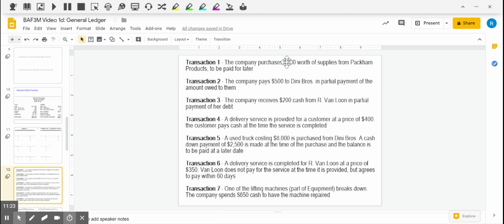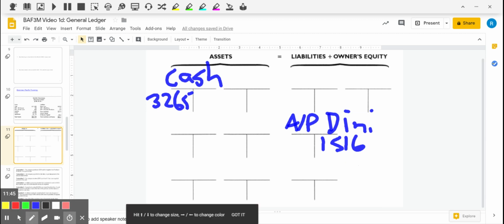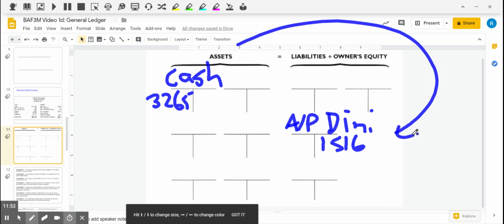Transaction number one: the company purchases $200 worth of supplies from Pacman Products to be paid for later. Let's actually go with one that has Dini. Let's go transaction number two, because these are the two I just posted. The company pays $500 to Dini Bros in partial payment of the amount owed to them. We owed 1516 to Dini Bros, and we've just paid $500 off of it. So what's going to change here? Our cash is going to go down by $500, because we just paid $500 of our business's cash to start paying off the debt that we owe to Dini Bros.